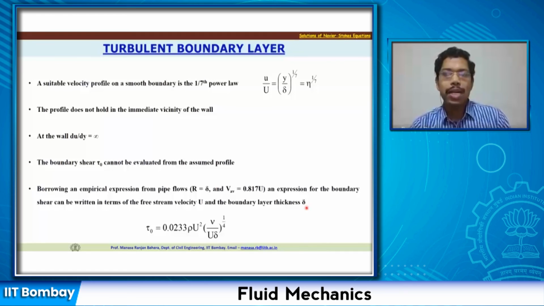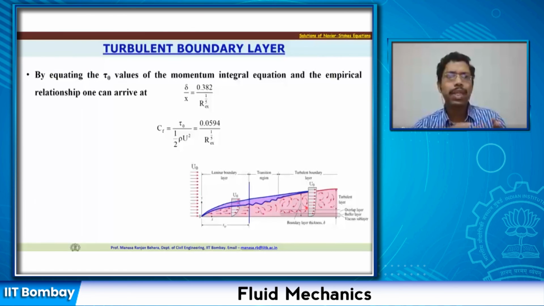Okay, and by equating the values of tau 0 from the momentum equation, the empirical relation can be arrived at, that is delta by x equals 0.382 divided by Rex to the power 1/5. Earlier we used to derive delta by x and the expression had a square root of Rex. Now it is Rex to the power 1/5, and there is a coefficient. Similarly, the coefficient of friction Cf can be derived, 0.0594 divided by Rex to the power 1/5. So these are the values we get for the turbulent boundary layer.